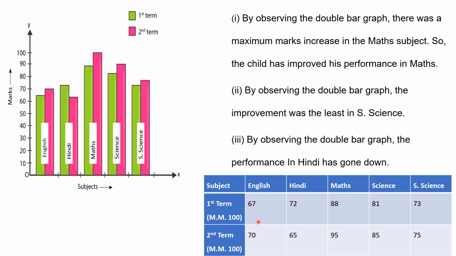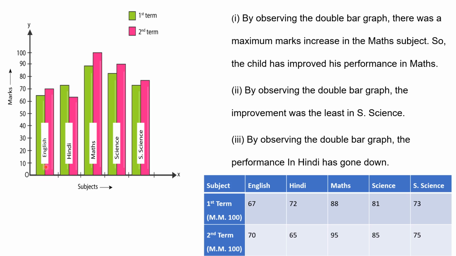Then the first subject is English. Here we will use two colors. One color for first term marks and another color for second term marks, so that comparison will become easy. So first term marks, English 67 marks. Up to 60, and 60 to 70 in between, again in the graph sheet we will have 10 subdivisions, right? There you have to count 1, 2, 3, 4, 5, 6 up to 7. That is the 67. Draw the bar and color it.